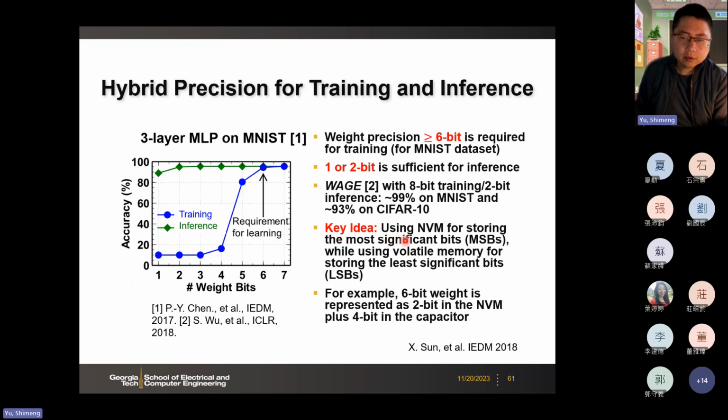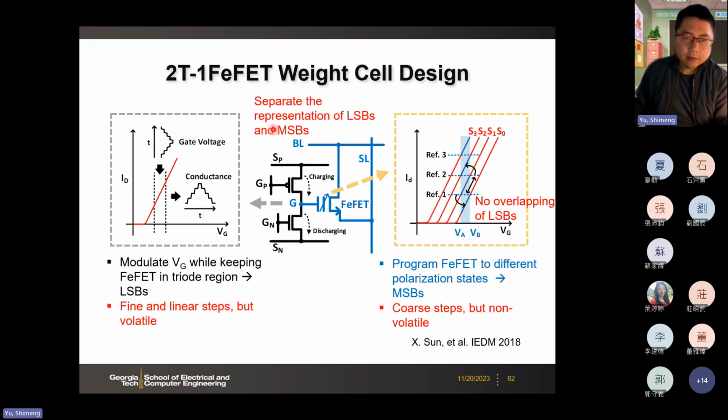So here the idea is to use a hybrid precision. For the training, we use high precision, and this high precision comes from the volatile mode to store the LSB, the least significant bits. Let's use one example. If we want to achieve a 6-bit weight, we can represent the 6-bit weight in 2 bits in the non-volatile memory mode, plus 4 bits in the volatile mode, for example, on a capacitor. So here, this is what we proposed to demonstrate this idea.